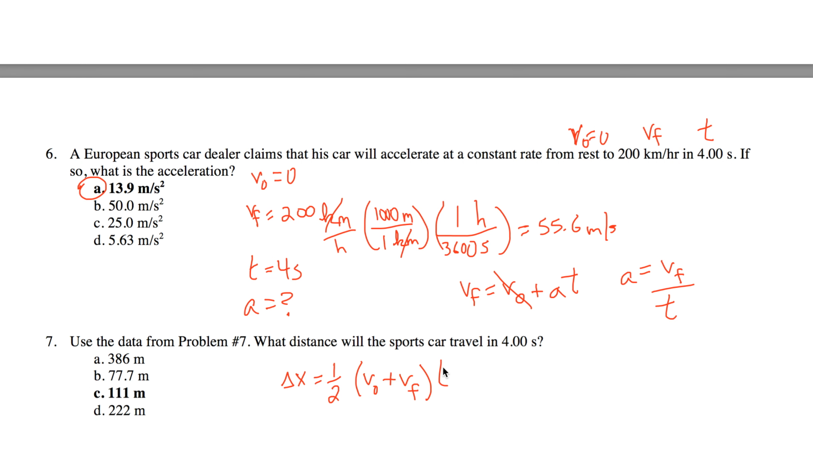We don't use this one as often, but it's perfectly valid. We can plug in v initial is 0, vf is 55.6, plug in our time of 4 seconds, divide everything by 2, and we will get 111 meters.